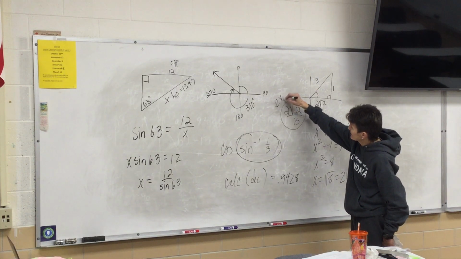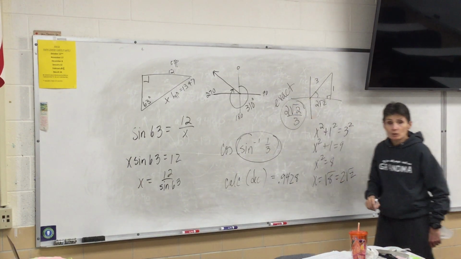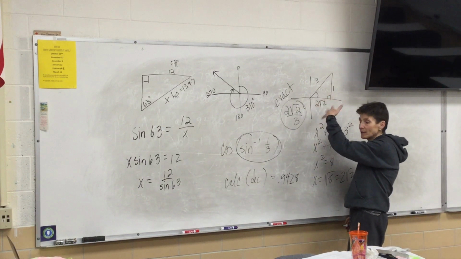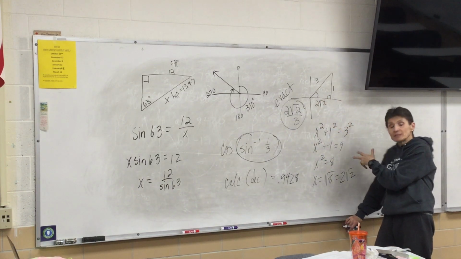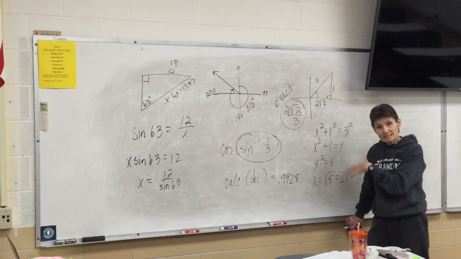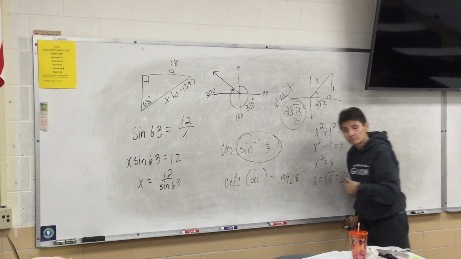This is the exact answer. So when you do this problem, exact means do it by hand, which means draw a picture, probably do the Pythagorean Theorem. On the calculator, the decimal, we just type it in.